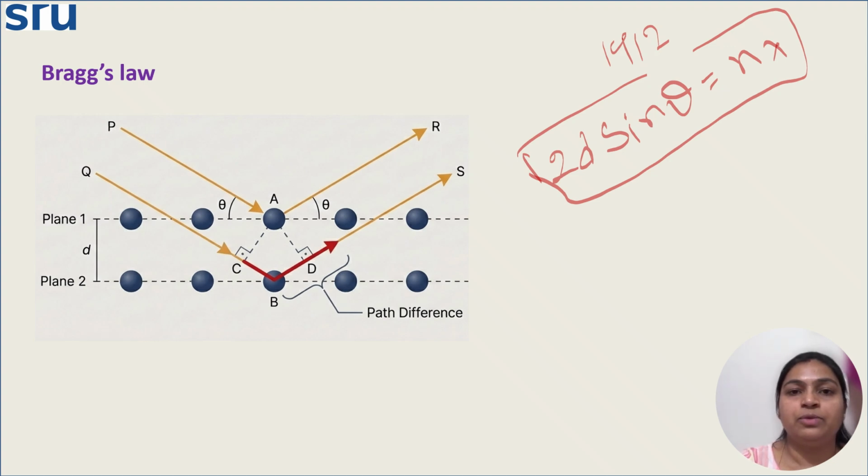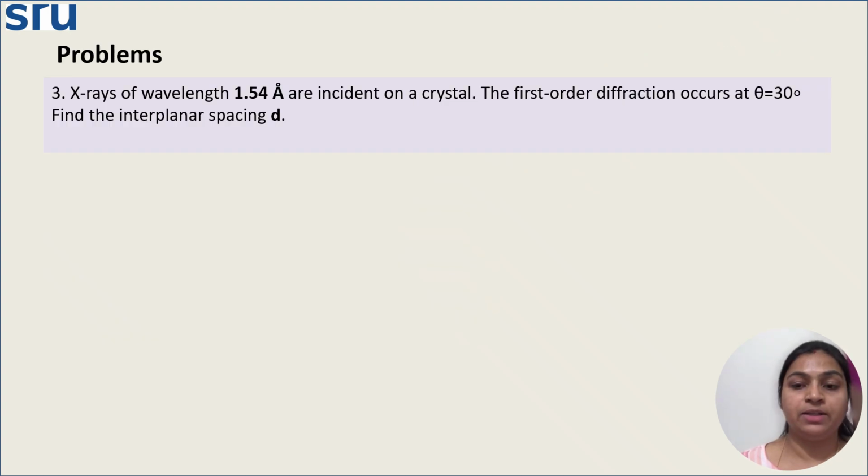So let's move on to the first problem. In your previous lecture we discussed two problems: how to find out the phase difference of two planes and how we find out the d. Today, some different problems will be discussed in this session. So let's move to today's first problem, that is from Bragg's law.